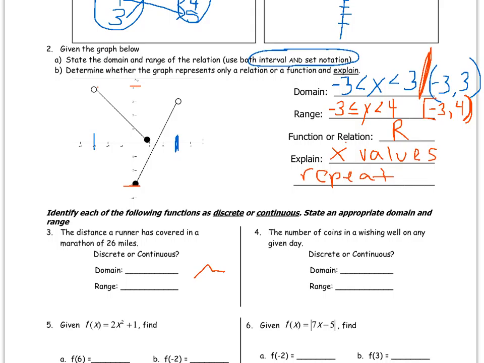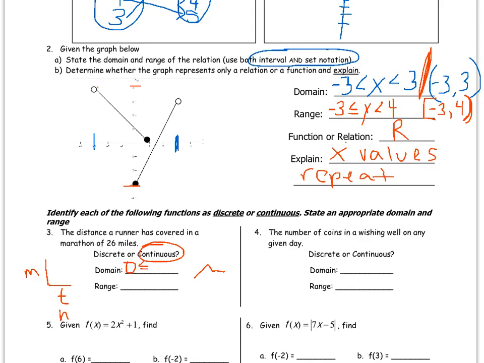On 3, we're looking at the distance a runner has covered in a marathon of 26 miles. We think about whether this is discrete or continuous. We're running a marathon. We're thinking about the time it takes to complete our marathon and the distance we've traveled. Both of those things would be continuous because we use all of the pieces in between. If we think about our domain, our x values would be time and our y values would be miles, or the distance we travel. We're running a marathon, so our time is going to be in hours.